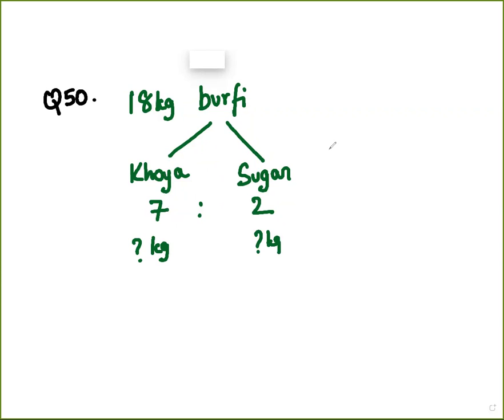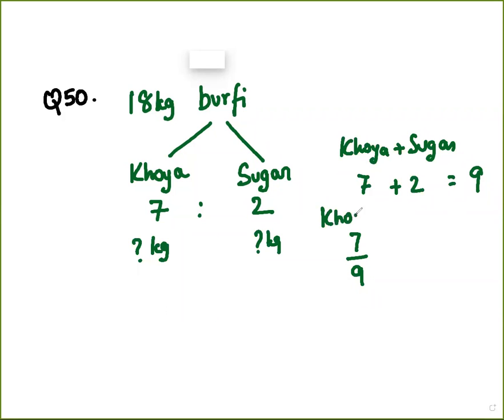So the solution is something like this. If you take the total amount of khoya plus sugar, it is 7 plus 2, that is 9. That is the amount of units of khoya plus sugar that was used to make the barfi. What was khoya's proportion in that? What was the fraction of khoya in the barfi? That is obtained by 7 parts in 9. Khoya is 7 parts in 9 of the barfi.